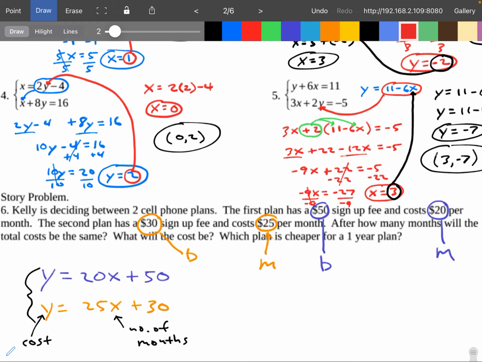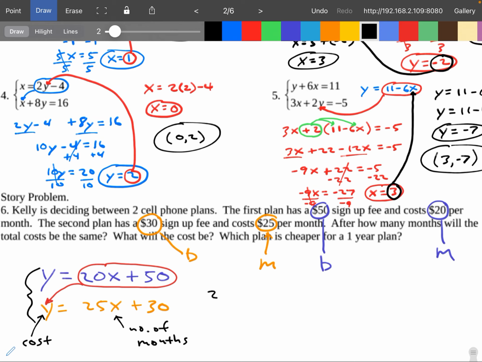And then y is going to represent the cost, or the total cost. All right, well, then you've got to solve this system. So this is your system of equations right here. Let me try that again. So that's your system.